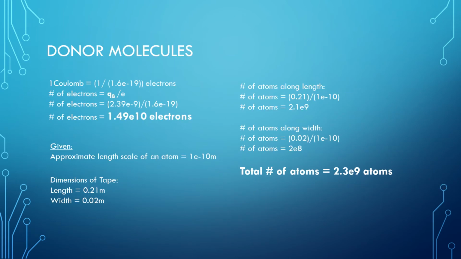In order to find the total number of atoms on each piece of tape, you simply divide each of the dimensions of the tape by the approximate length scale of an atom. The total number of atoms in my experiment was 2.3 times 10 to the 9th.